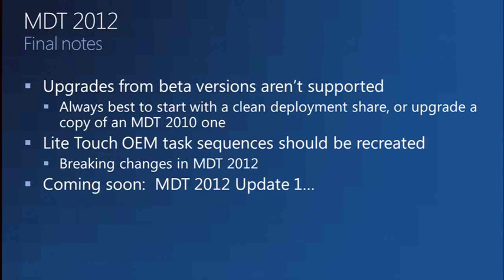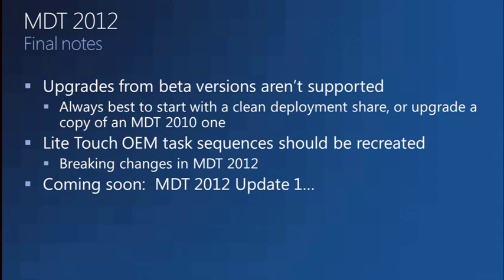So just to wrap up, if you're currently running a beta version of MDT 2012, we wouldn't suggest upgrading that to the final released version. It will probably work, but as we do continue to make changes to the task sequence templates up until the release, you wouldn't get the latest task sequence changes if you upgraded your existing MDT 2012 beta or RC deployment shares to the released version. So what we would suggest is always go back to the original MDT 2010 Update 1 deployment share and upgrade that to the final MDT 2012 release.